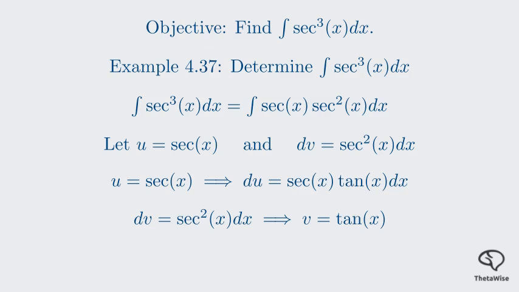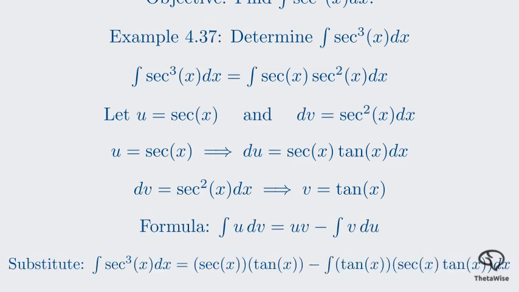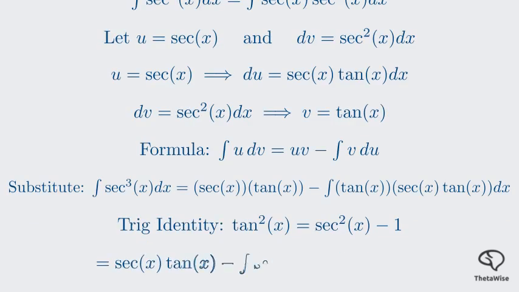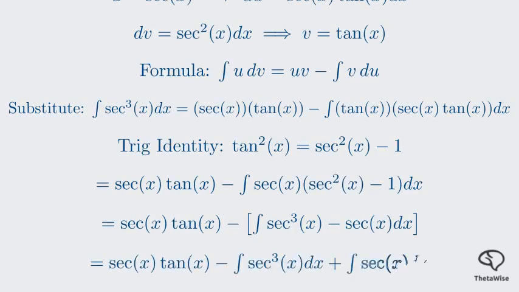Now we apply our formula. We get secant of x tangent of x minus the integral of secant of x tangent squared of x dx. Let's rewrite tangent squared of x using the Pythagorean identity, sec^2 x minus 1. This gives us secant of x tangent of x minus the integral of secant cubed of x minus secant of x. Splitting the new integral, we get sec x tan x minus the integral of secant cubed of x plus the integral of secant of x. And once again, we see the original integral appear on the right side. This is the recursive pattern we're looking for.